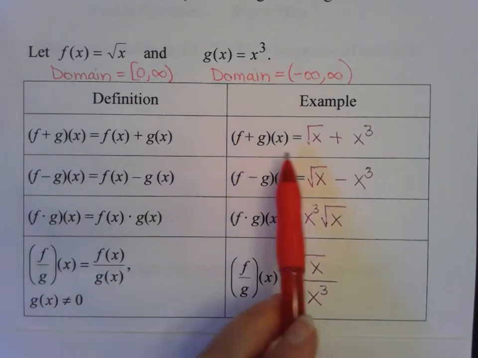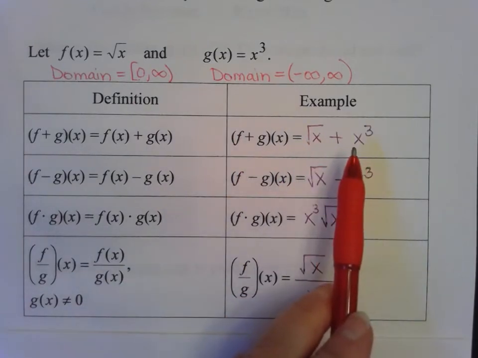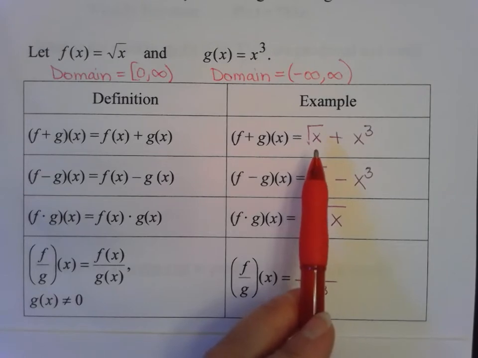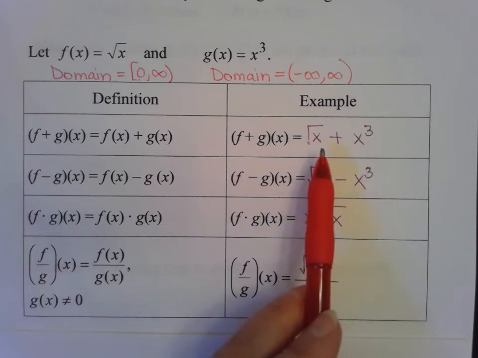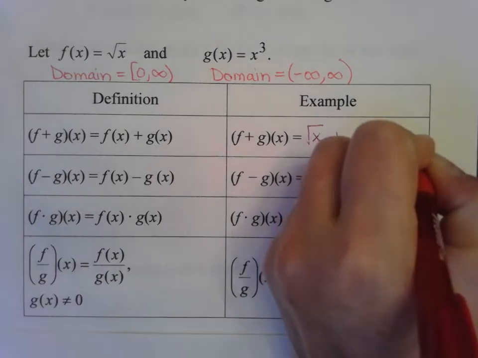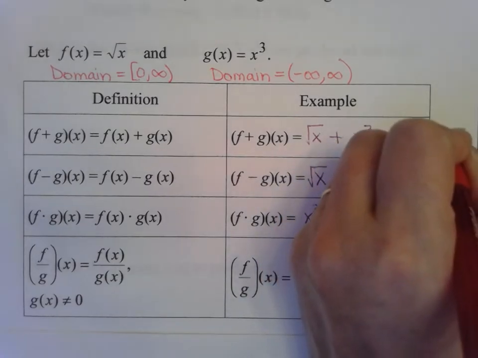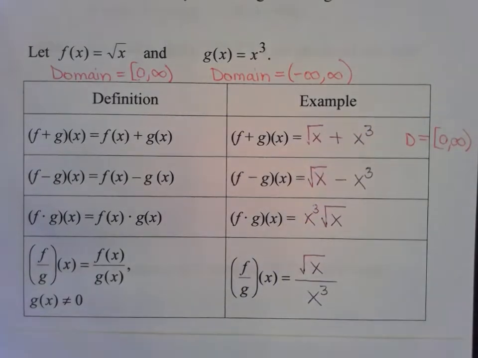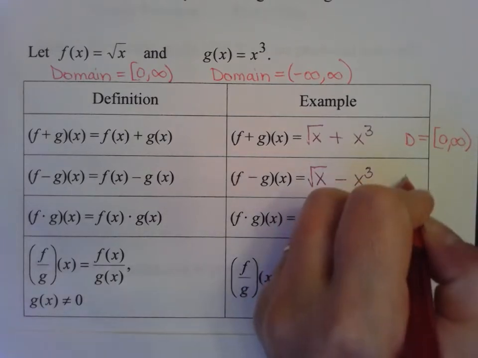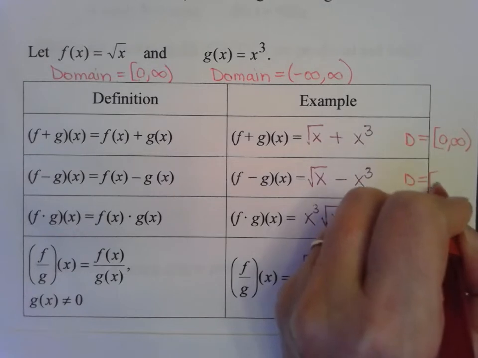The numbers that they have in common, right, would be anything 0 and bigger. So when I go to make this function and I add these two together, it would not be appropriate to put a negative number in for x. Because if I did put a negative number for x, I wouldn't be able to calculate the square root part of this function. I could do the x cubed, but not the square root. So the domain for actually all three of these first ones here would be from 0 to infinity. So the overlap. I need to use numbers that work in both. Same thing if I make the difference function.